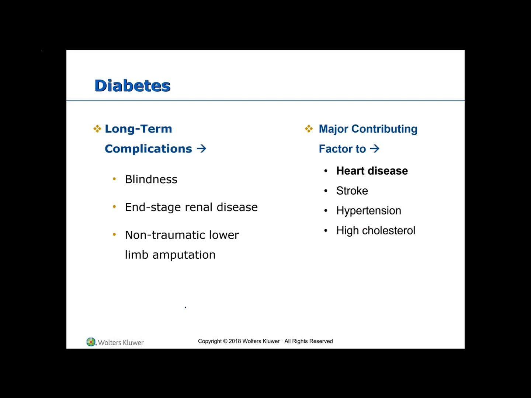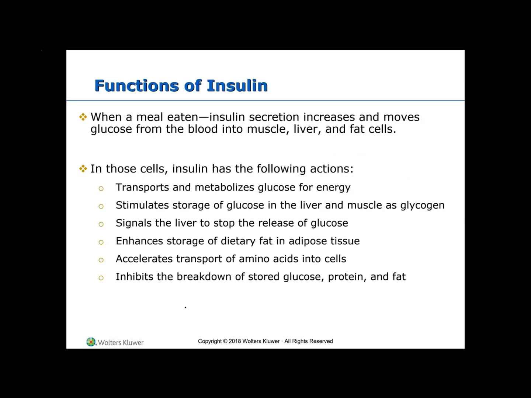Some long-term complications: blindness, end-stage renal disease, non-traumatic lower limb amputations, peripheral neuropathy. Basically, you're going to lose sensation in your limbs as the disease process progresses. It's a major contributing factor to heart disease, stroke, hypertension, and high cholesterol.